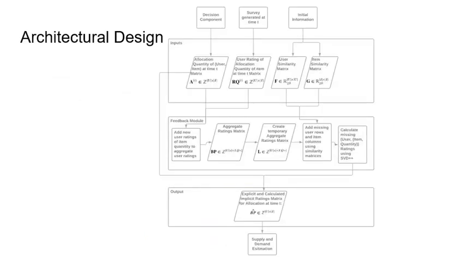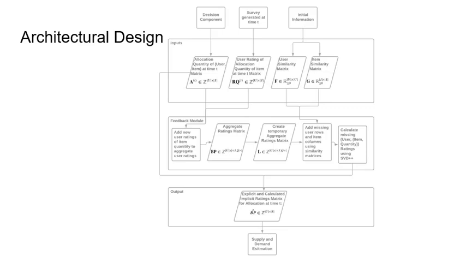The architectural design of our feedback predictions start with the inputs. First, we have the allocation quantity, and that is coming from the decision component. And then we also have our survey data, which we generated with the demand and the allocation, and that is getting direct feedback from users. Then we also have our user similarity matrix and our item similarity matrix, both coming from that initial information component from Communication Group 1.